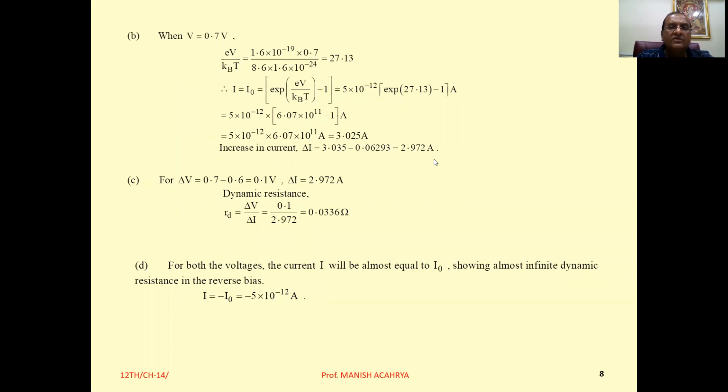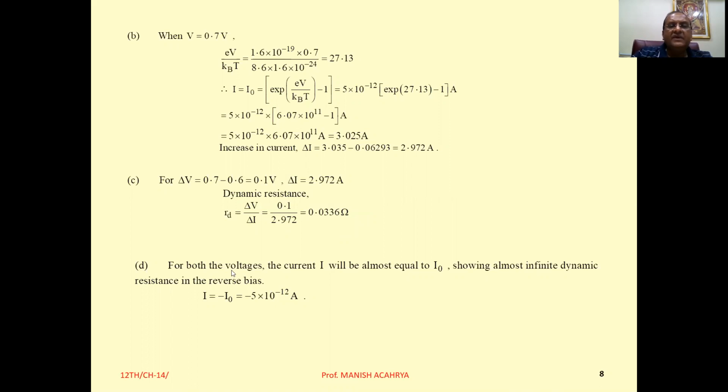Now we have to calculate the dynamic resistance. So that is delta V by delta I. Delta V, that is 0.7 minus 0.6, that is 0.1 volt. Delta I, increase in the current, we already calculated here. So now take the ratio delta V to delta I and you will get the dynamic resistance.